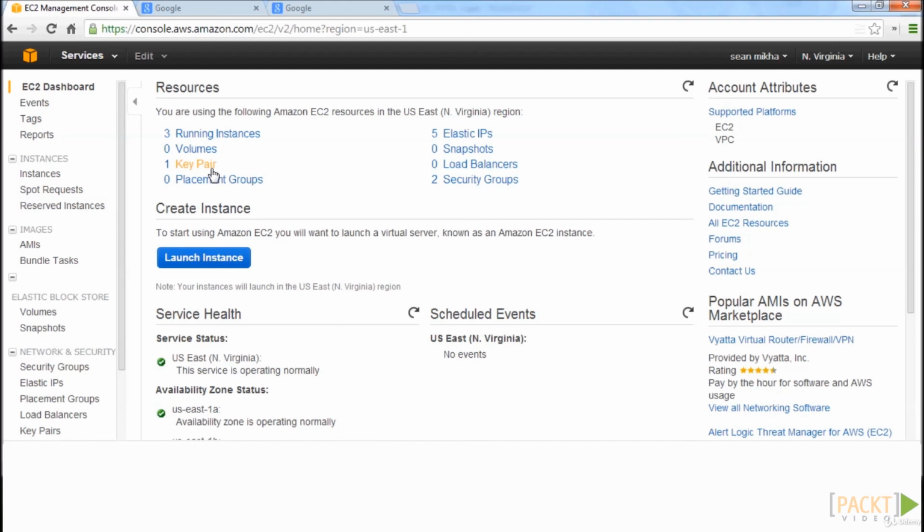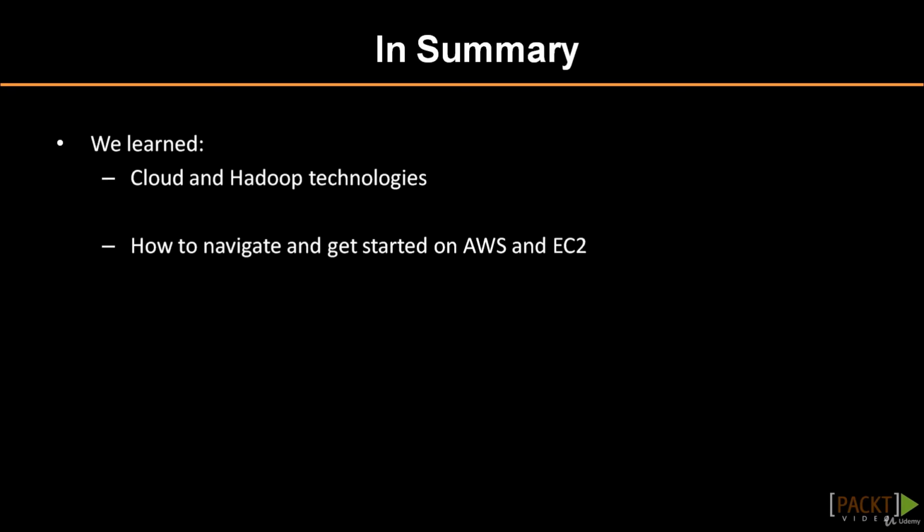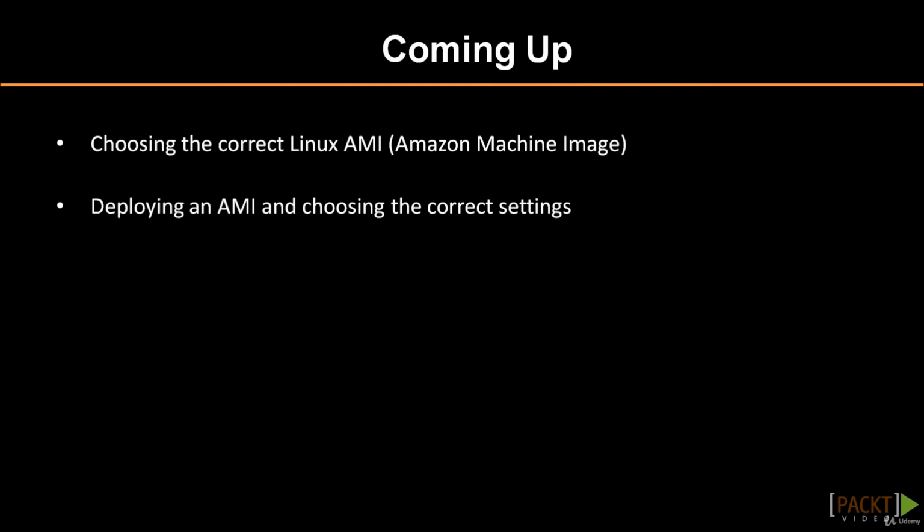If you click on any of the components on the dashboard, it will allow you to drill down and see what you have running and know exactly what is happening for your Amazon EC2 instances. So to summarize, we learned what cloud and Hadoop technologies are and how to navigate those and get started on the AWS and EC2 dashboard. Coming up in the next video, we will describe how to deploy Linux AMI or Amazon Machine Image, along with choosing the correct setting to install our Hadoop instances.